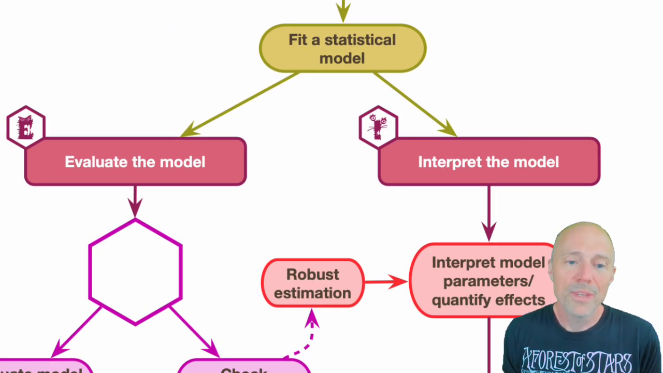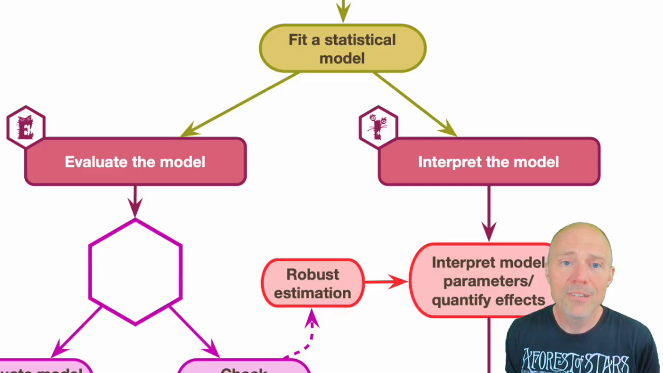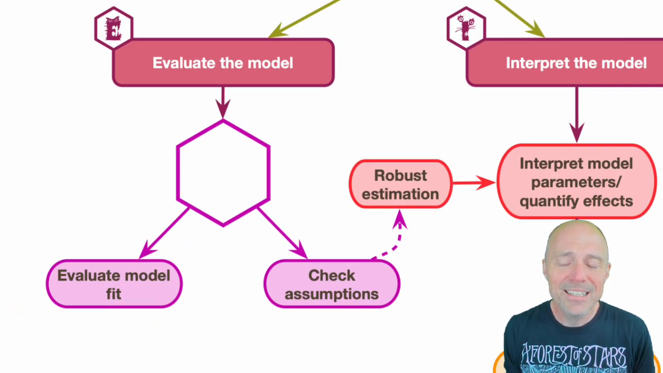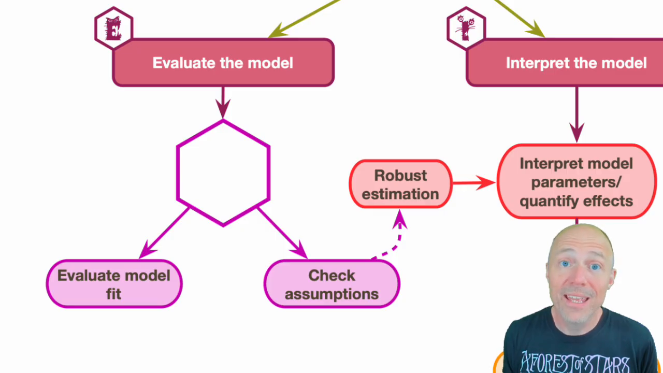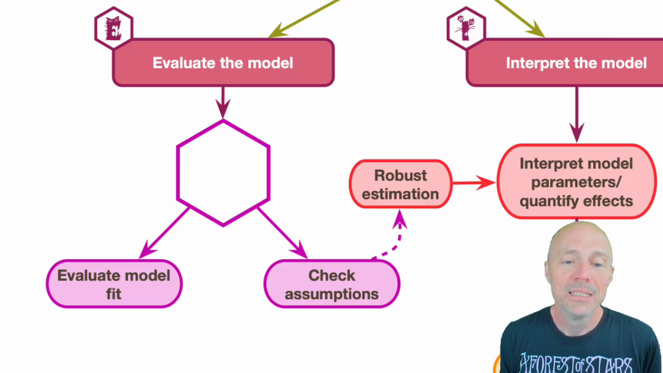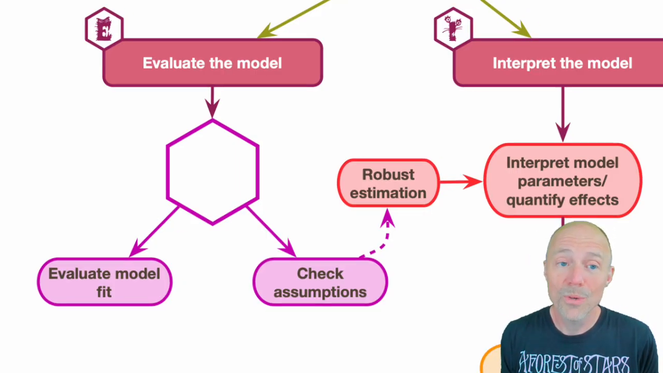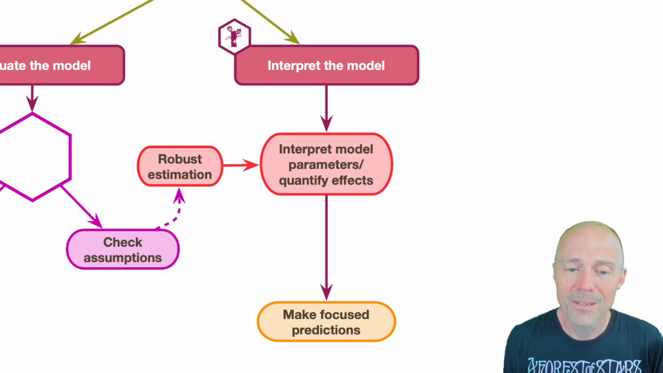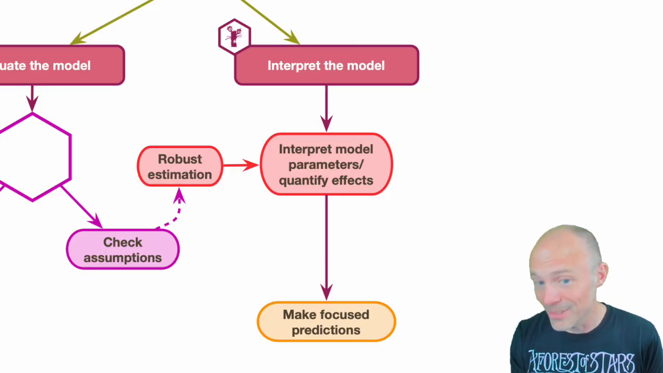Then right at the center of all of this, obviously you're fitting a statistical model, and the E and the I relate to that statistical model. So the E stands for evaluate the model. Any statistical model you fit ever, you want to evaluate whether it's a good fit of the data. You want to check the assumptions of that model. And if those assumptions are met, then you want to interpret the model. And if the assumptions are not met, then basically you want to fit a robust version of that model instead, and then go on and interpret it.